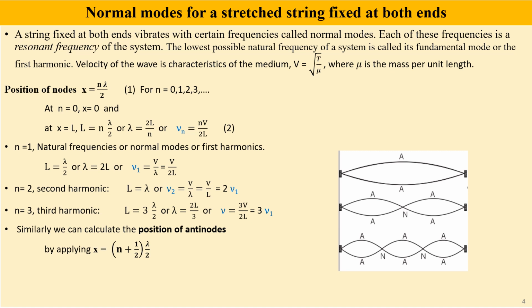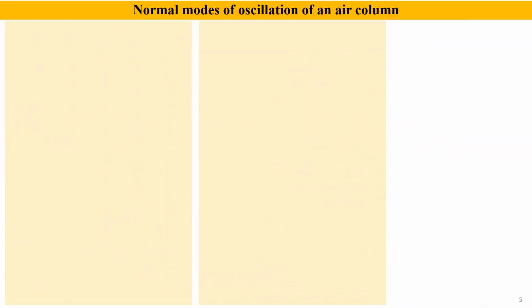Next we will take another example of standing waves. We will consider two more examples of standing waves. The first one is an air column which is open at both ends. The next example will be an air column which is closed at one end.